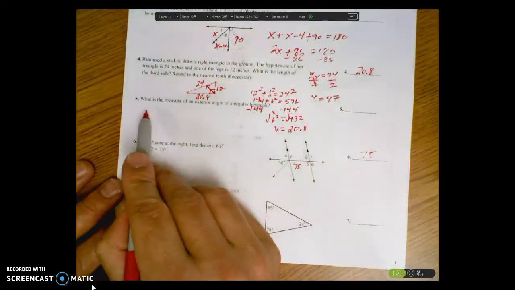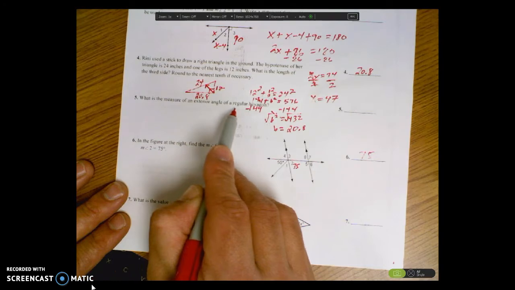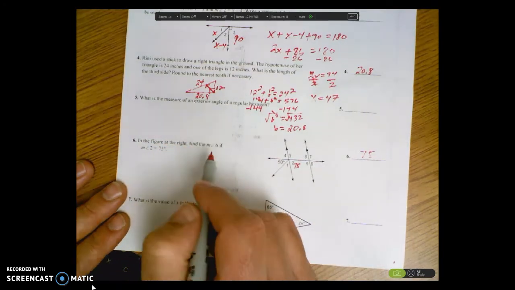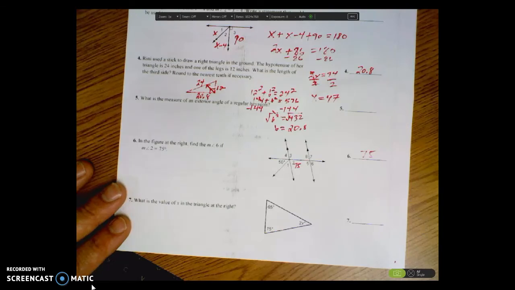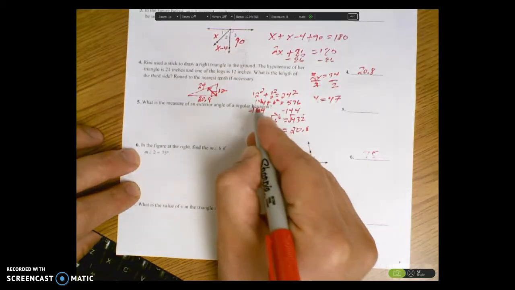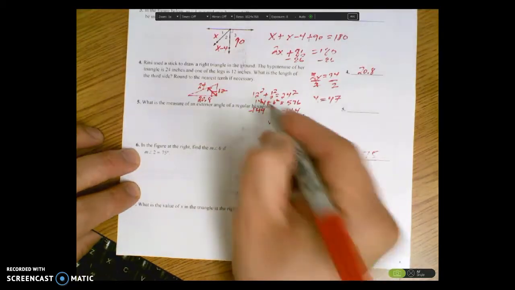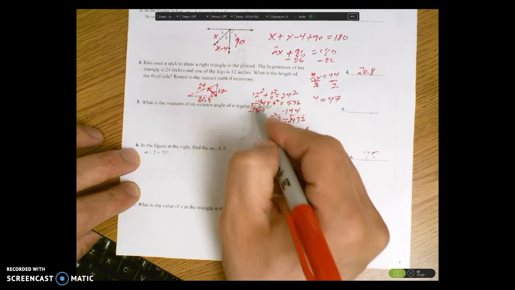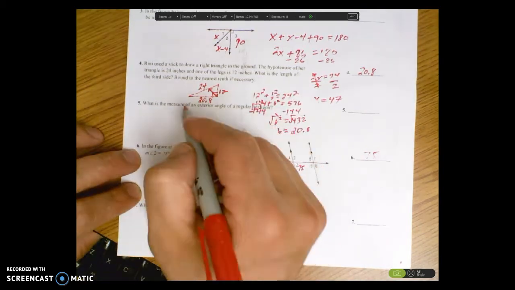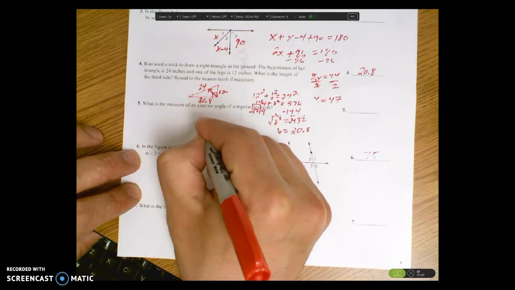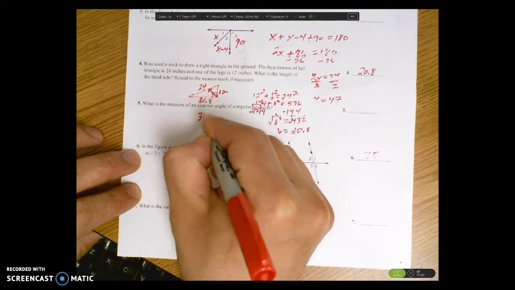Ooh, I missed one. All right, what is the measure of an exterior angle of a regular hexagon? So what we want to do for these problems is to take the number of sides. A hexagon has 6 sides. Hex means 6. 6 is the unlucky number, so I put a hex on you, hexagon. And all of the exterior angles add up to 360 in any polygon, any shape at all.